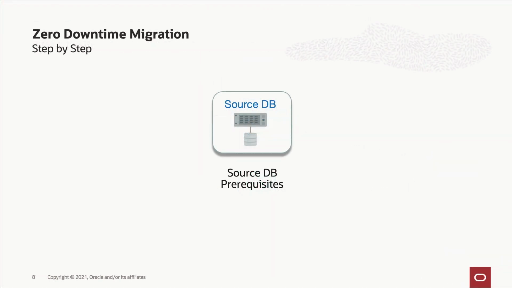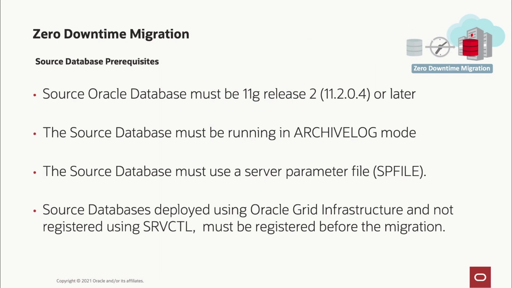So let's first start talking about the source database prerequisites and what you need to have in place for your migration. Really important, the Oracle source database must be 11.2.0.4 or a later release. It must be running in archive log mode. It must use a server parameter file or SPFILE. And when they're deployed using Oracle Grid Infrastructure, and have not been registered using SRVCTL, they must be registered before the migration.